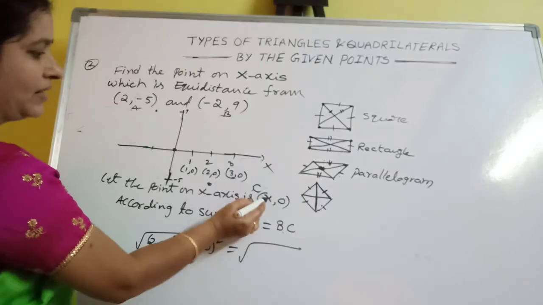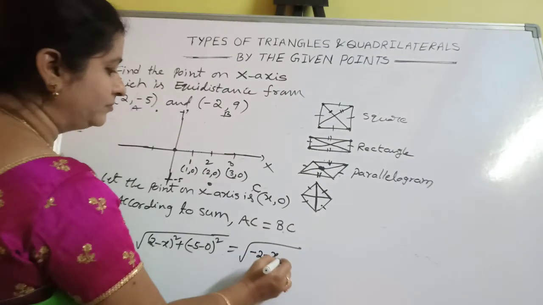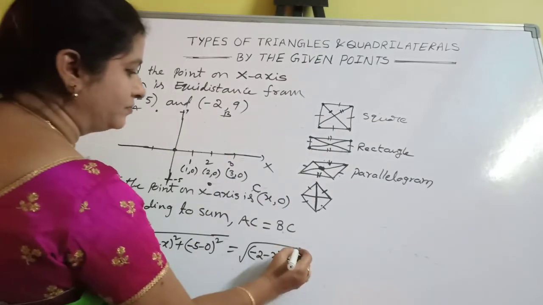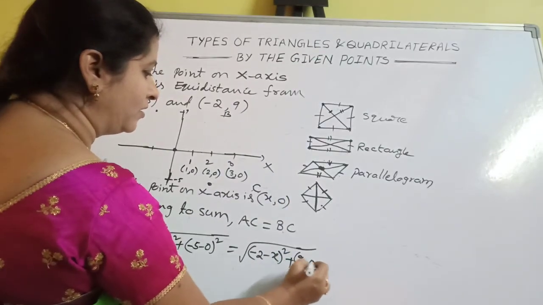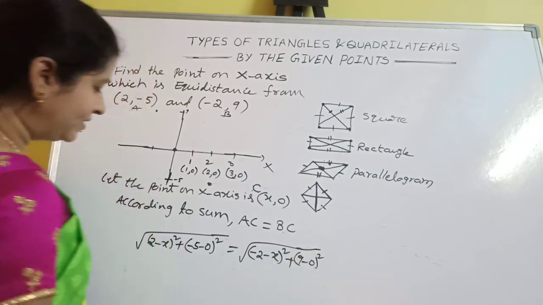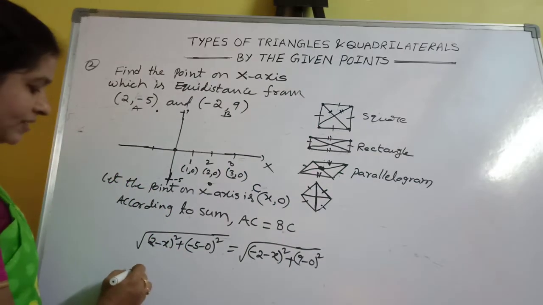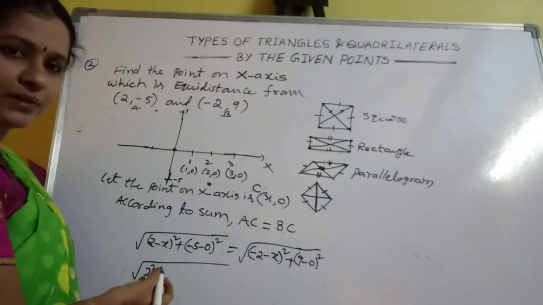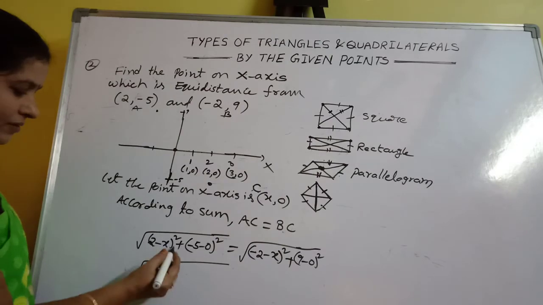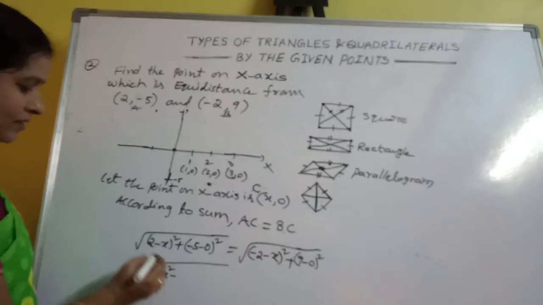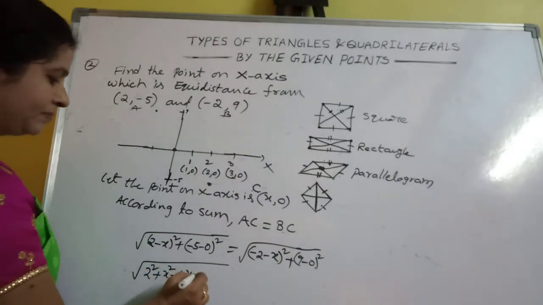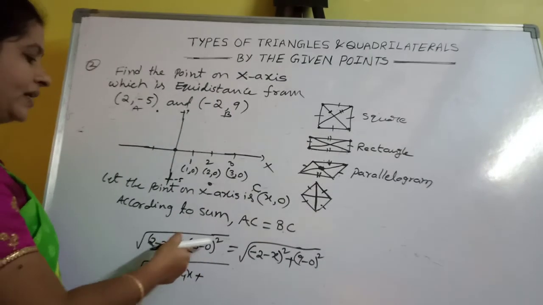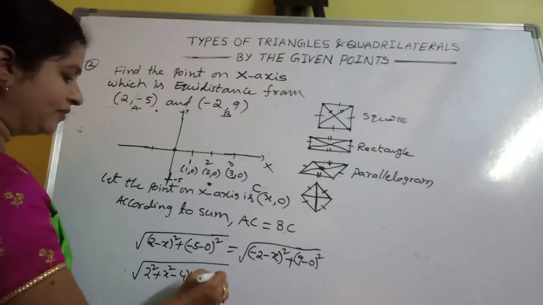BC is the square root of (minus 2 minus x) whole square plus (9 minus 0) whole square. Simplify these. 2 minus x whole square, using a minus b whole square equals a square plus b square minus 2ab, is 2 square plus x square minus 4x. Then minus 5 minus 0 is minus 5, and minus 5 whole square means 25.